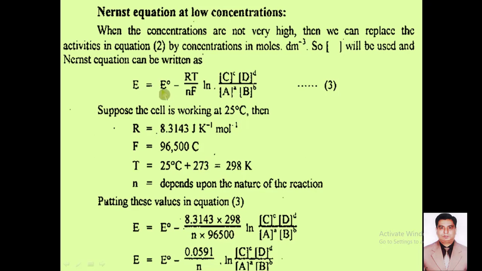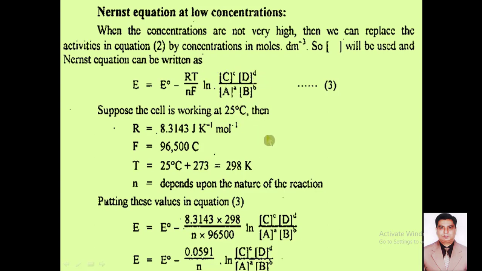So E is equal to E naught minus RT over nF log natural [C] raised to power c, and so on. This capital C is the product, capital D is the product, small c is the number of moles of product C, and small d is the number of moles of product D. Similarly, A and B are the reactants, while small a and small b are their numbers of moles. So this equation can be written as E is equal to E naught minus RT over nF into log natural concentration of product divided by concentration of reactant.